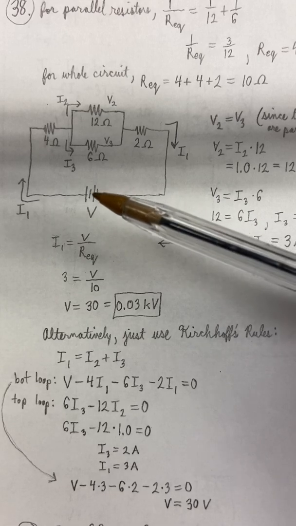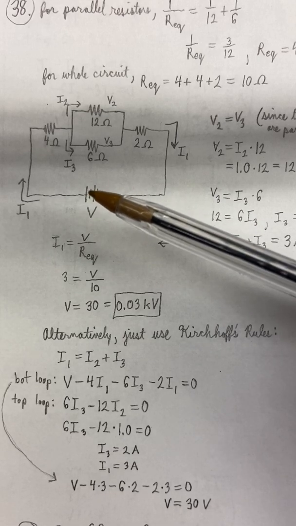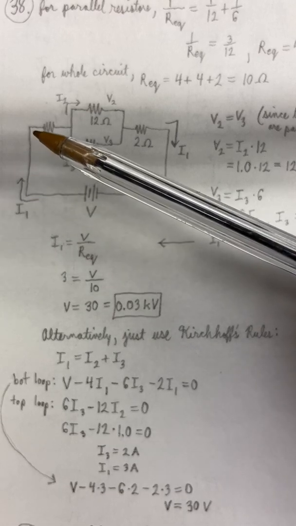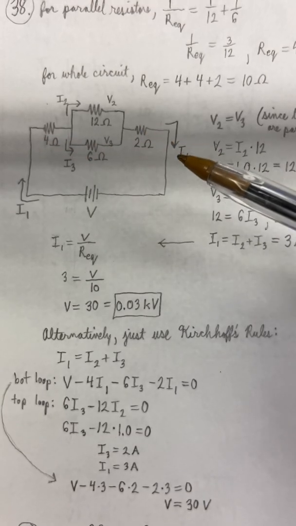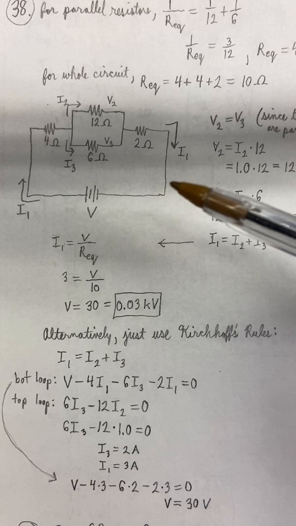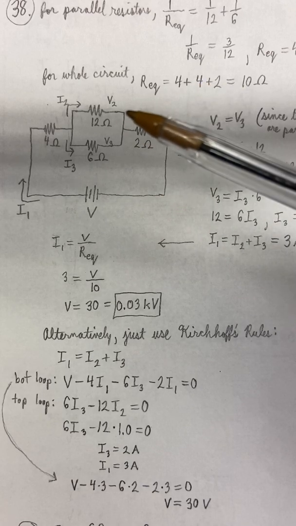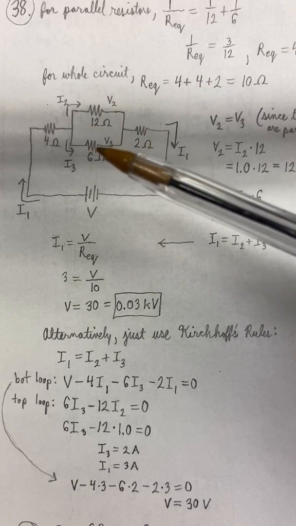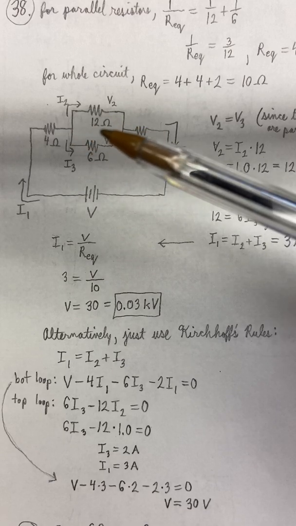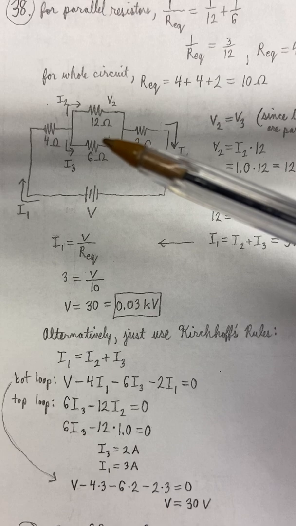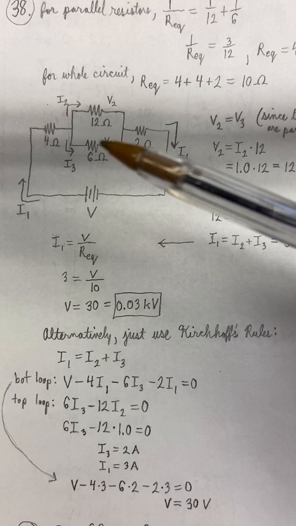So the bottom loop that we're talking about starts at the battery, goes up around, and then comes down here, and then goes back around. All right. The top loop is the one that's just this top little loop up there. All right. So using the loop rule equation there, we have positive 6I3.